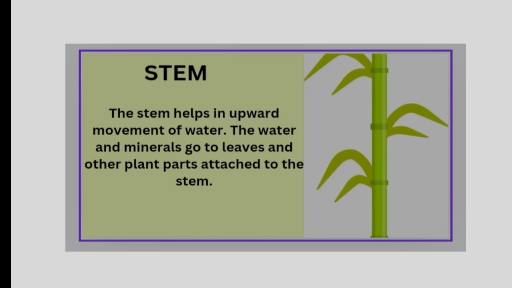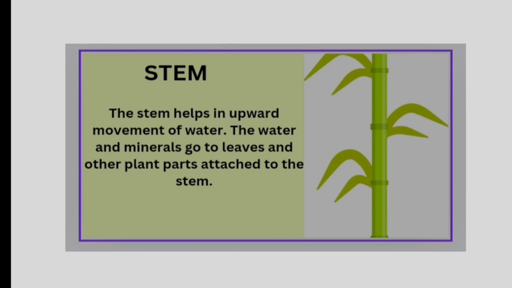Next, stem. The stem bears the leaves, branches, buds, flowers and fruits, and it usually helps in upward movement of water and other minerals. So with a very simple experiment, we can try it in our home. We understand that it helps in the upward movement of water. Now let's see the experiment.